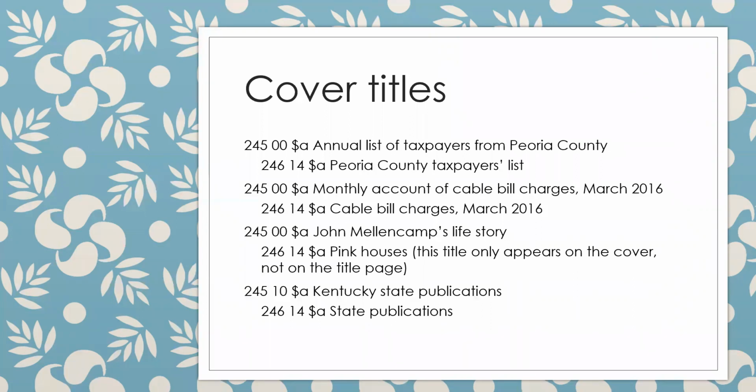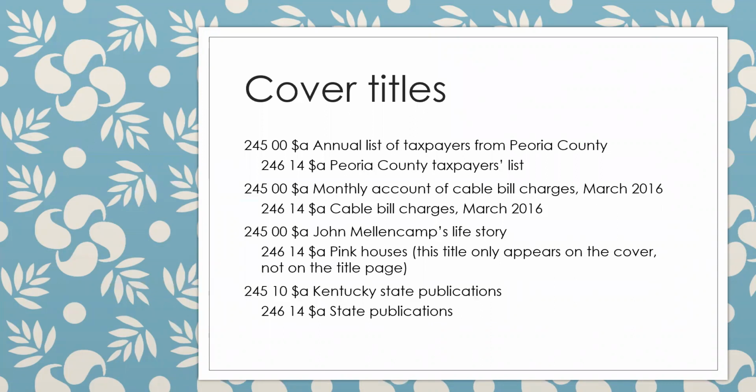So the first one, we have a 245.00, subfield A, annual list of taxpayers from Peoria County. And then we have a 246.14, subfield A, Peoria County taxpayers list. Our second example, we have a 245.00, subfield A, monthly account of cable bill charges, March 2016. And so we're going to create a 246.14, subfield A, cable bill charges, March 2016. In our third example, we have a 245.00, subfield A, John Mellencamp's life story. And then a 246.14, subfield A, pink houses.